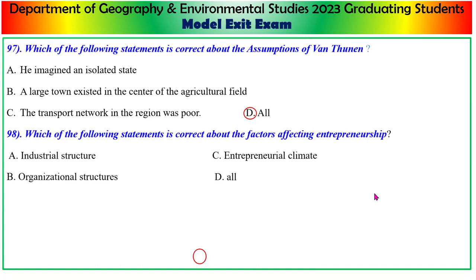18. Which of the following statements is correct about factors affecting entrepreneurship? A. Industrial structure, B. Organization structure, C. Enterprise entrepreneur climate, D. All. C is... I mean, all, D, all is the answer.